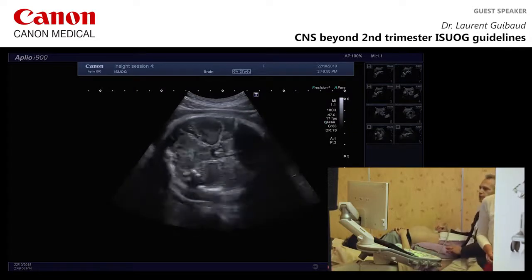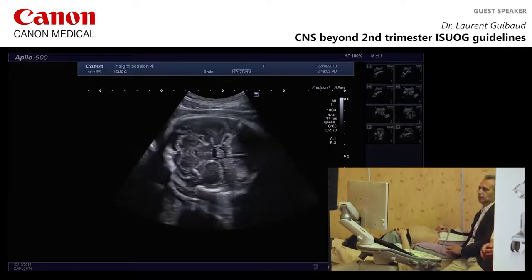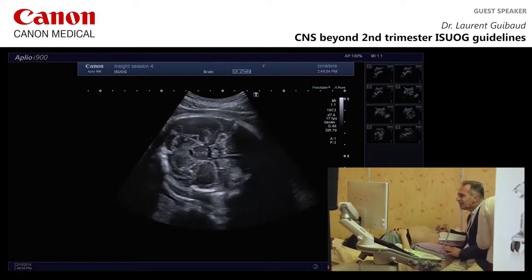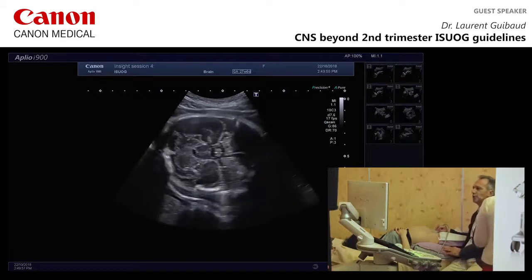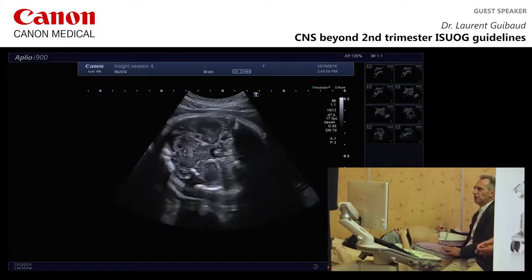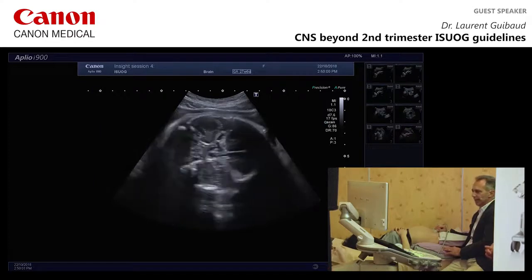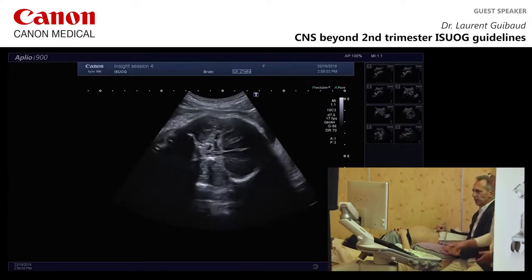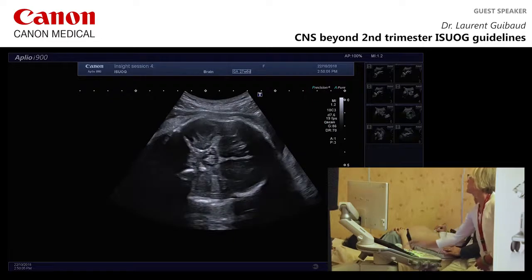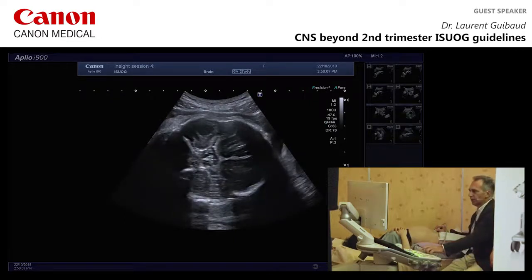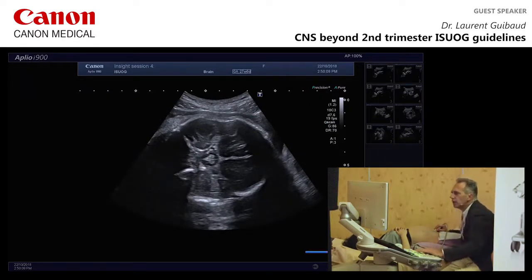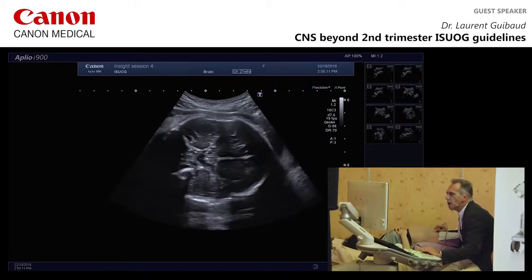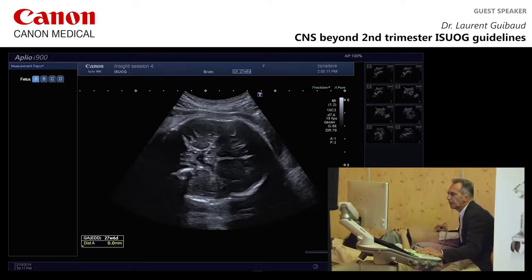Prof, could you show us the optic chiasma and if you measure it? The optic chiasma. How do I measure the optic chiasma? In fact, it's very difficult to measure. I'm almost sure that I see the optic nerve. If you ask me really to measure it, in fact, I measure the nerve from here to here.